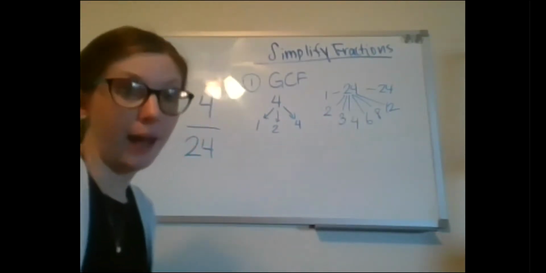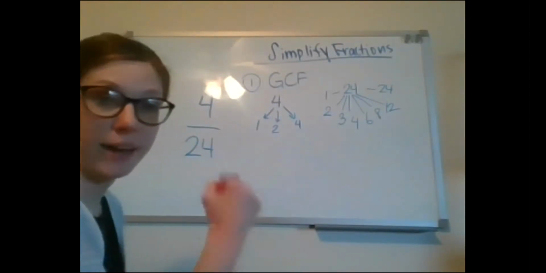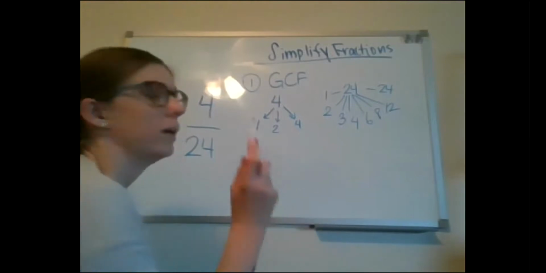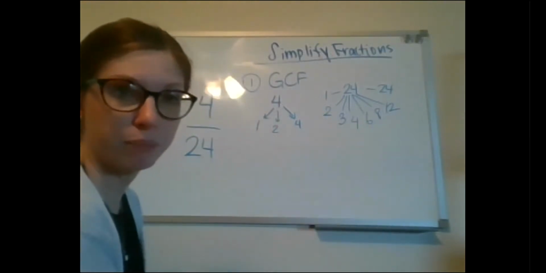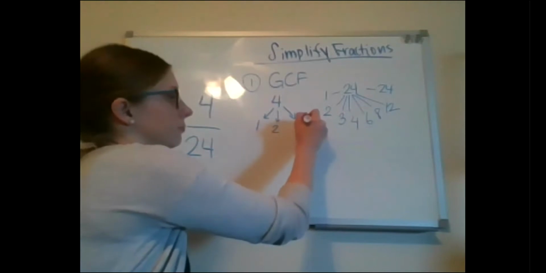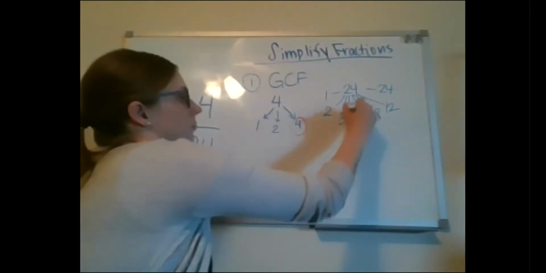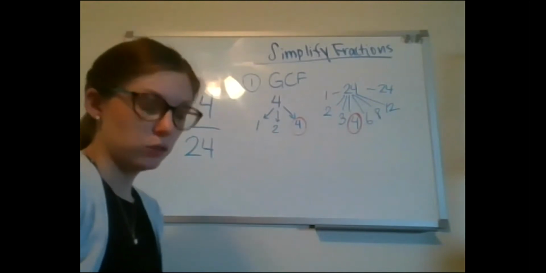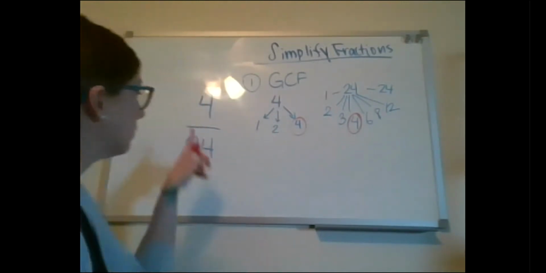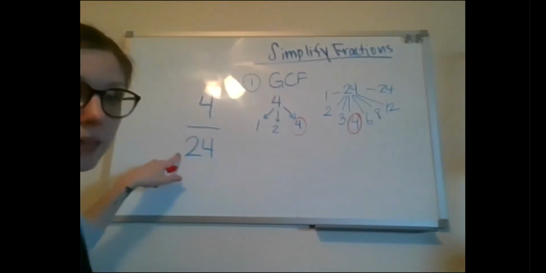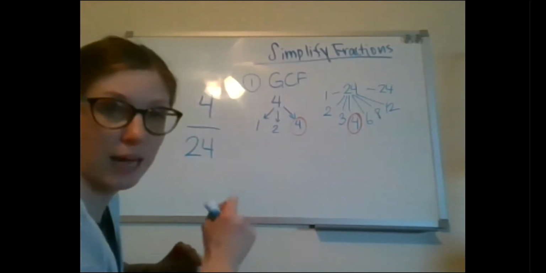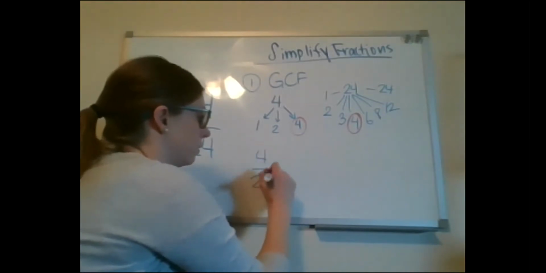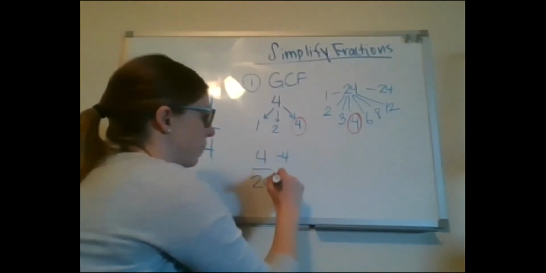Okay, now, the way that we find out what our greatest common factor is from this crazy looking list, what is the biggest number that they both have in common? If you guessed 4, then you did it good. So now our second step is we divide both the numerator and the denominator by that greatest common factor. So we're going to take 4 over 24 and divide each of them by 4.